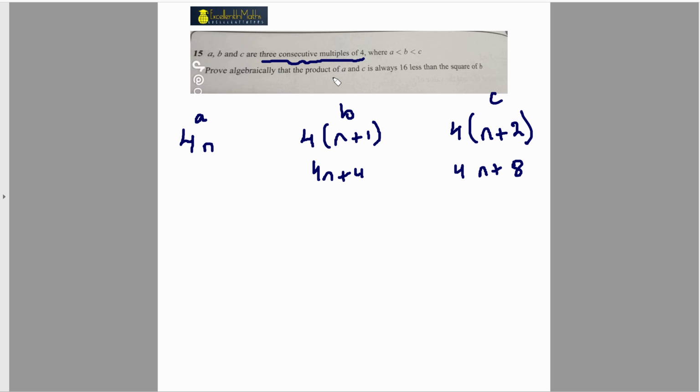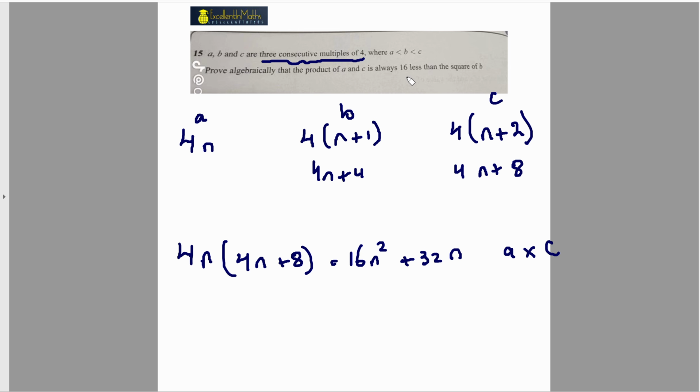He wants here to times A by C. So let's times A by C, which is 4n times 4n add 8, which gives me 16n squared plus 32n. So that's A times C. And then he says what? The square of B. So let me square that. So 4n add 4 squared. That means the bracket times itself.